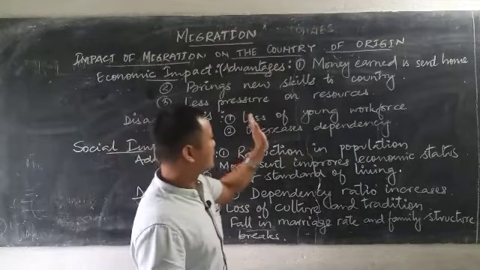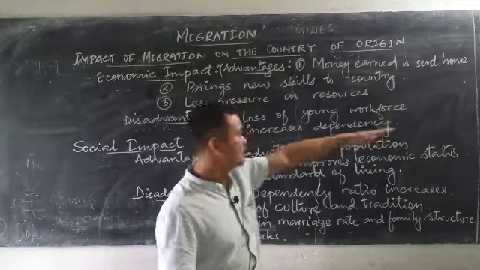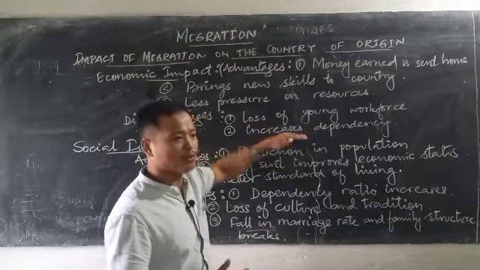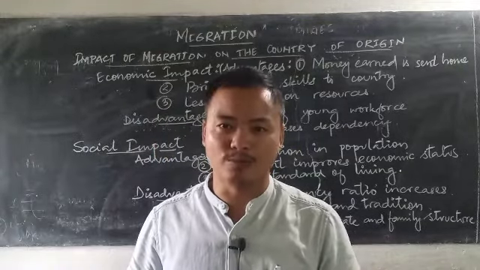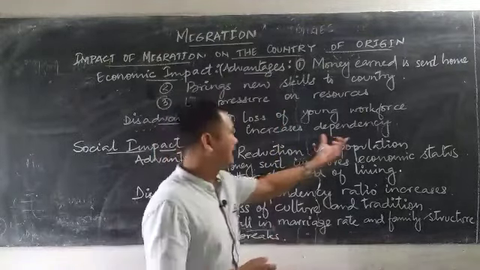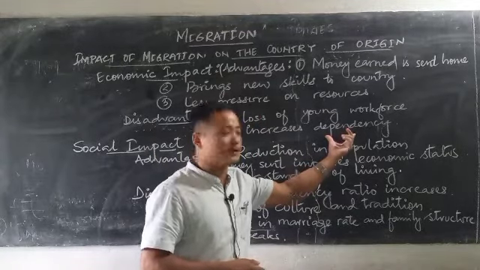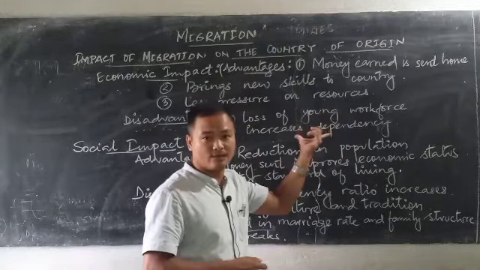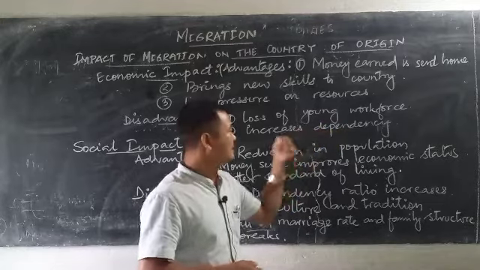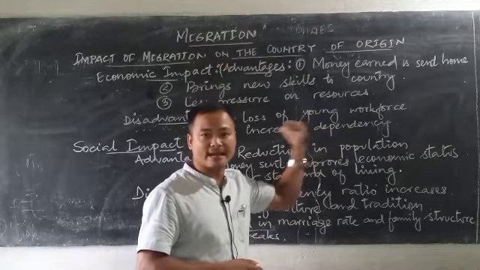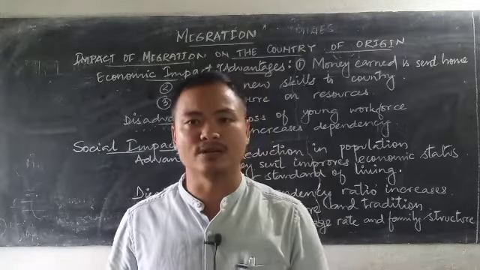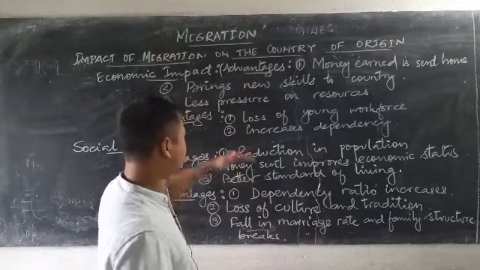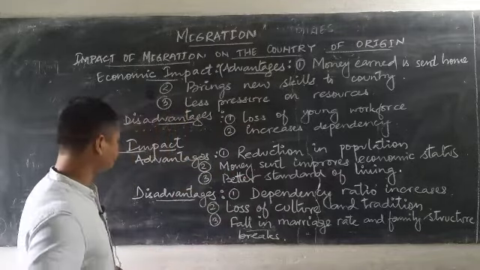When young people completely move out, what remains is people who are very young, those are children, or very old people. So they are dependents. This is what happens when the young workforce is moving out. Mostly only the dependents remain back in the origin country, the originating country or source country. So this is where we get to see an increase in dependency.